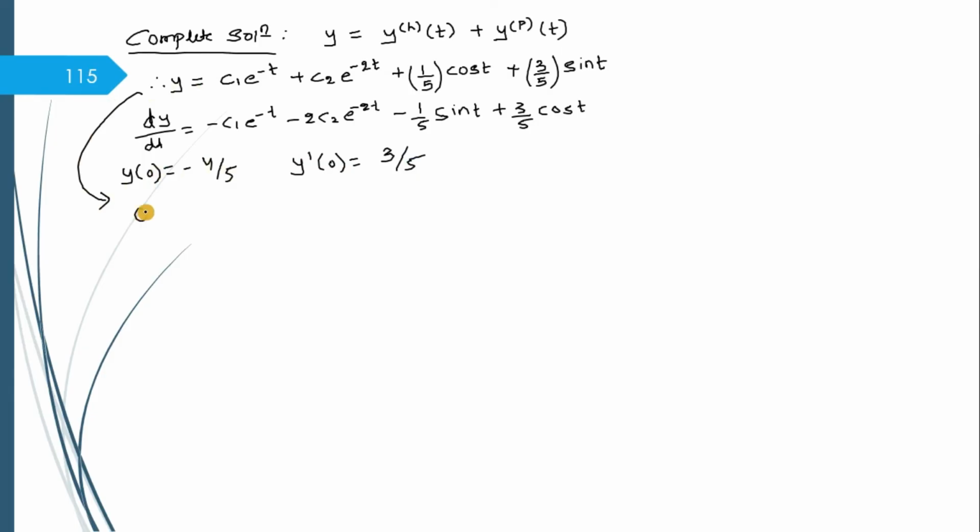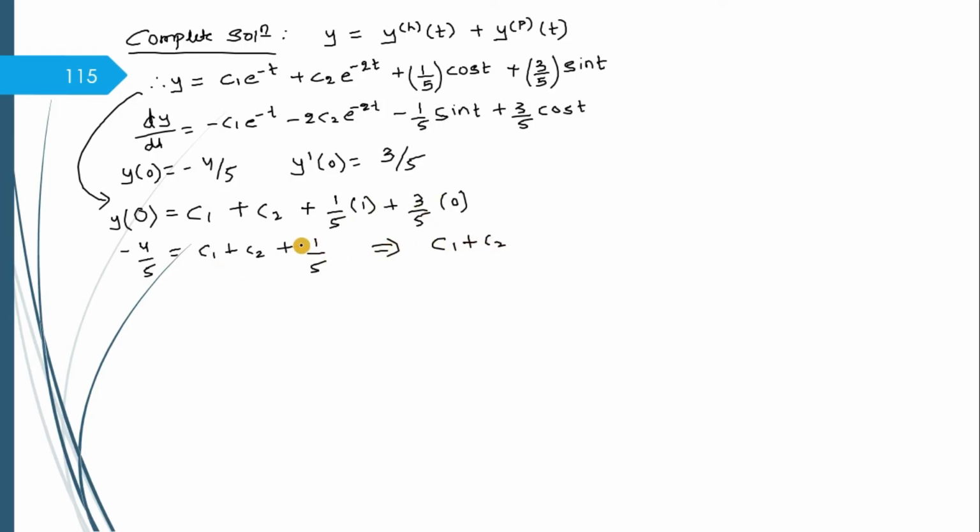Substituting 0 for t in y: C1 e raised to 0 means 1, plus C2 e raised to 0 means 1, plus 1 by 5 cos 0 is 1, plus 3 by 5 sin 0 is 0. So y of 0, which is minus 4 by 5, is equal to C1 plus C2 plus 1 by 5. Taking it to the other side, we get C1 plus C2 equal to minus 5 by 5, which is minus 1. I name it as A.